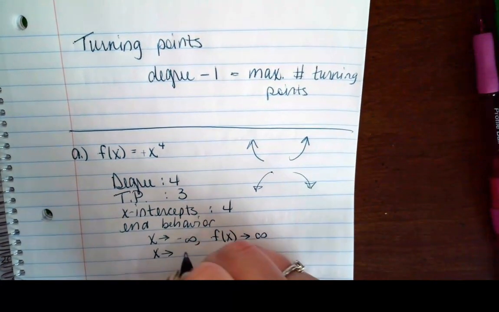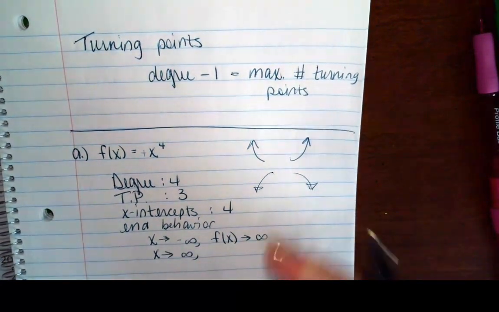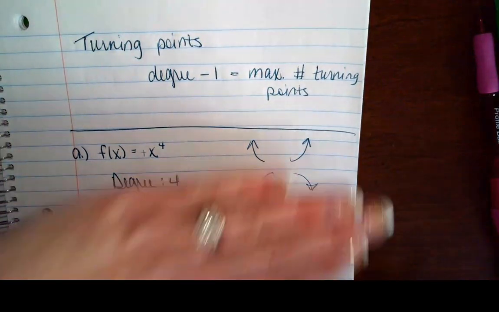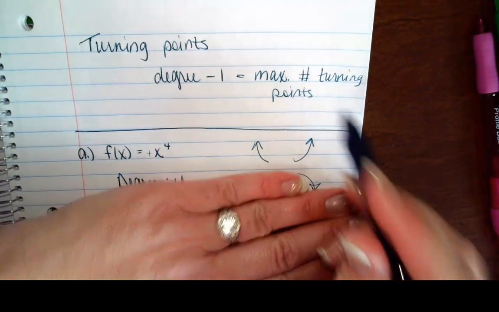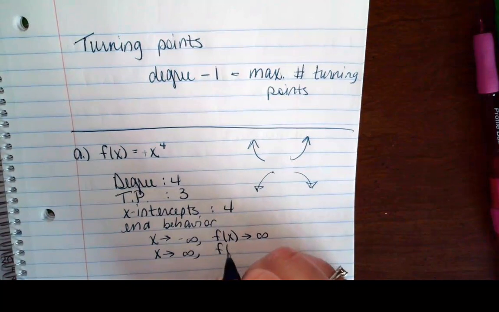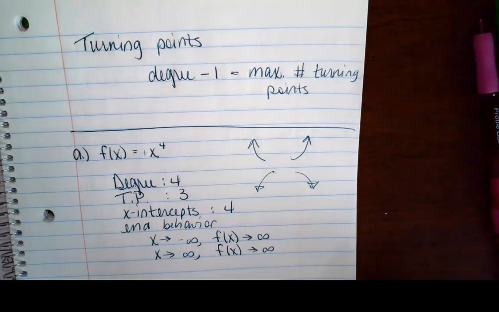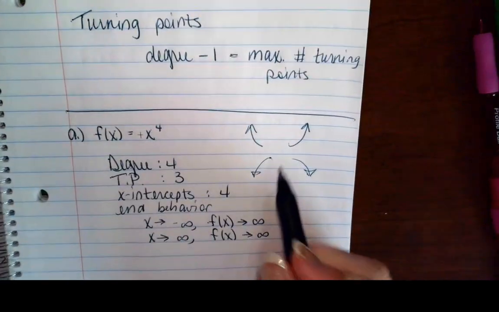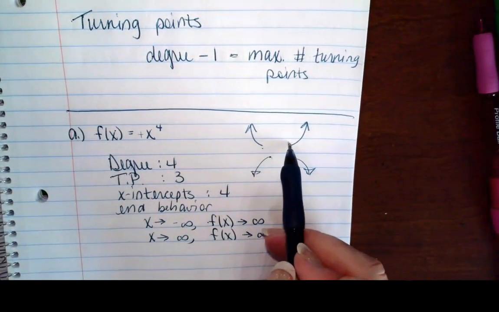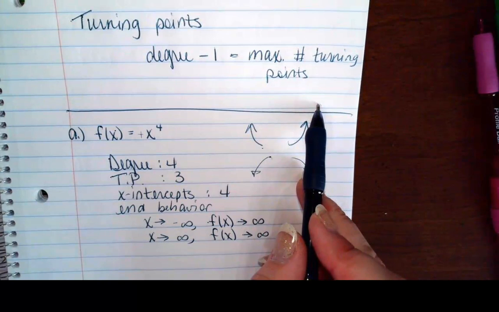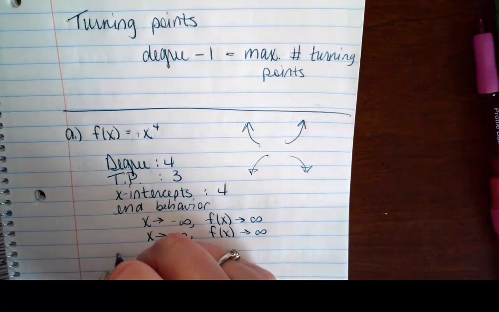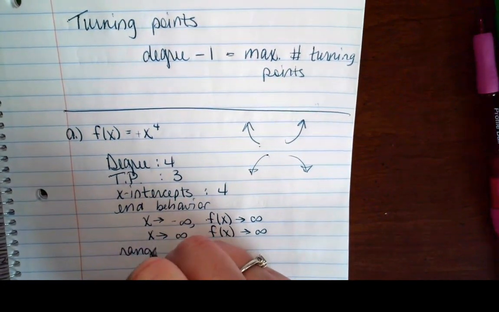As x moves to the right, what will my tail do? My tail will go up to positive infinity. Okay? And then is your range restricted? Yes, it is, because it's going to bottom out at some point because it's got to turn around to go back up. So in this case, my range is restricted.